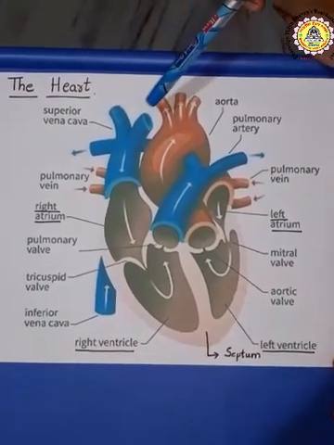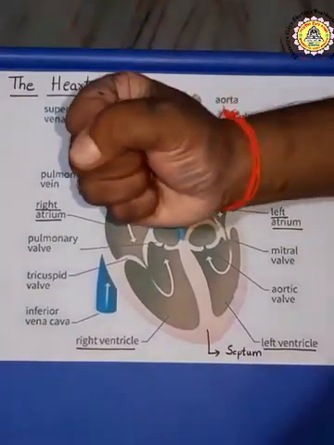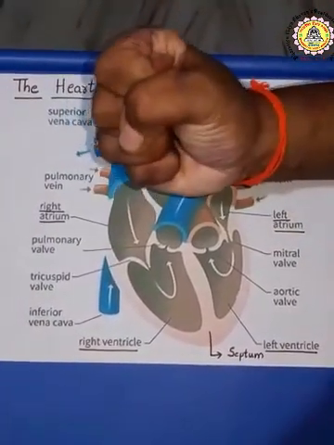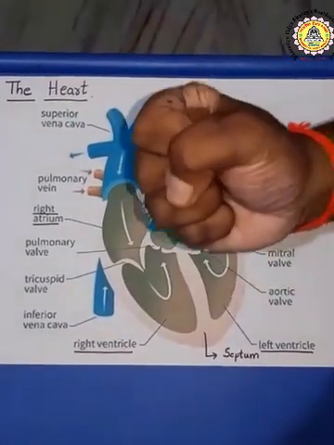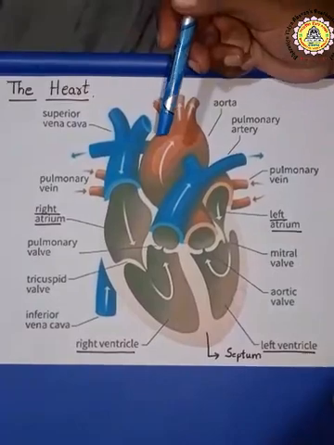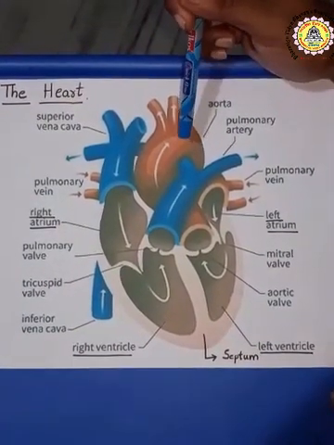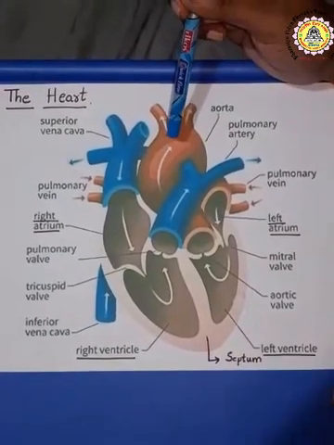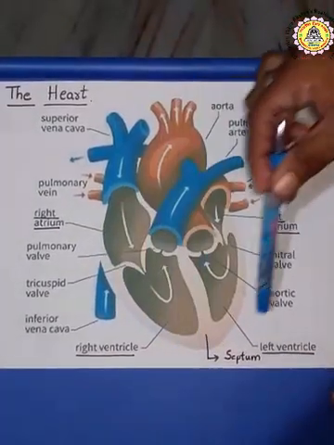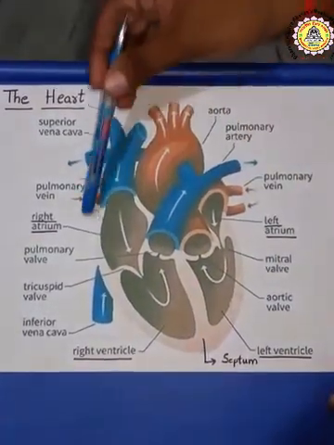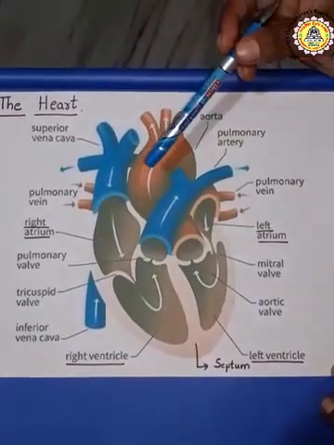What is the size of the heart? The size of the heart is about one fist. If you hold your hand like this, it is called a fist. So the size of the heart is our fist. The weight of the heart is 250 to 300 grams. And do you know, children, there is a fluid-filled sac covering this heart, that is called the pericardium.